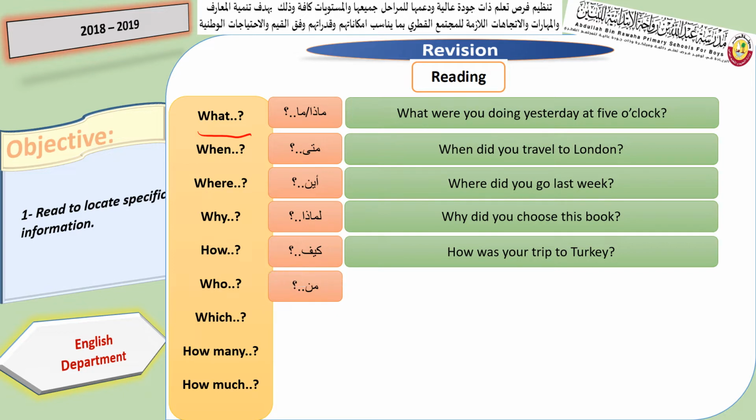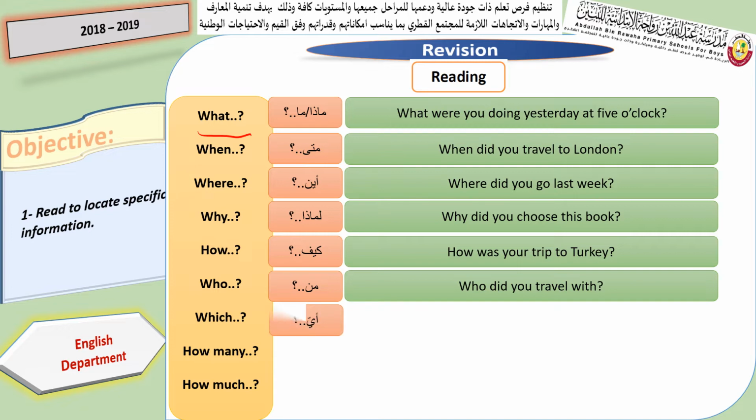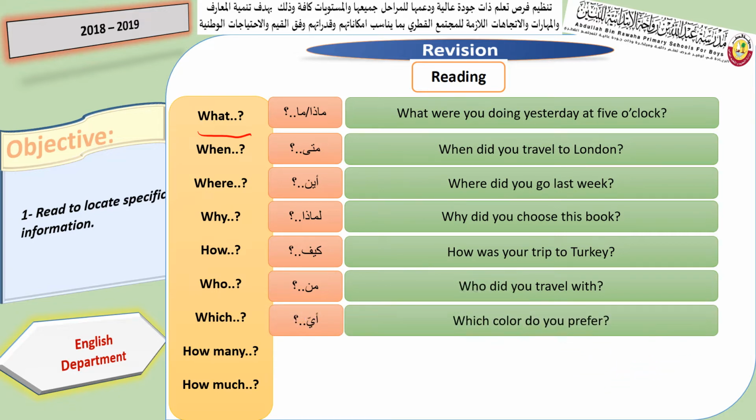We have who, أستخدمه للسؤال عن الشخص العاقل. من الذي قام بالفعل. For example, who did you travel with? مع من سافرت؟ We have which, which means أي. Which color do you prefer? أي لون تفضل؟ We have how many, كم عدد.